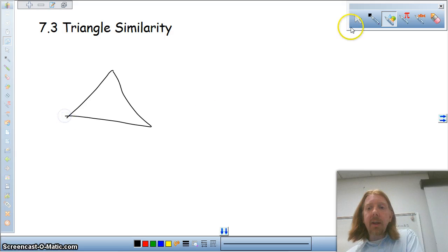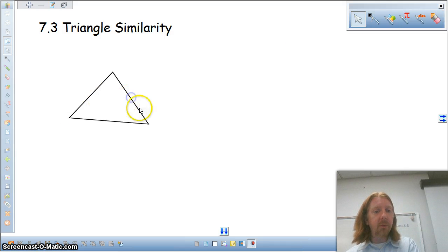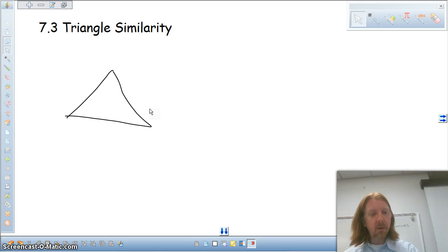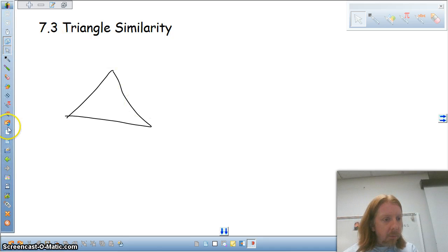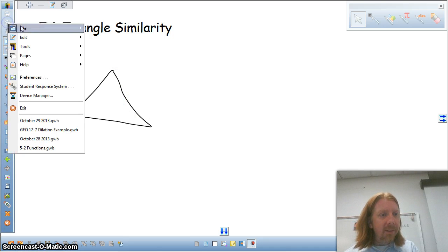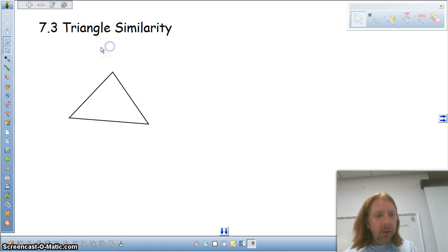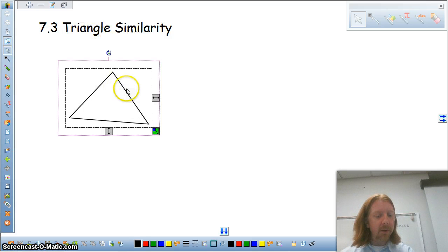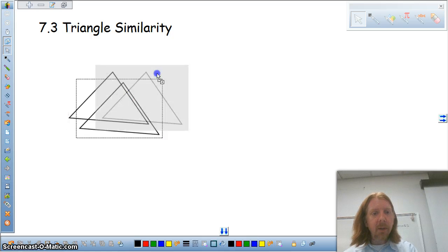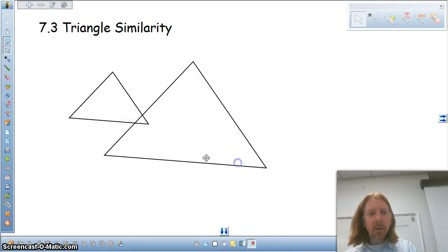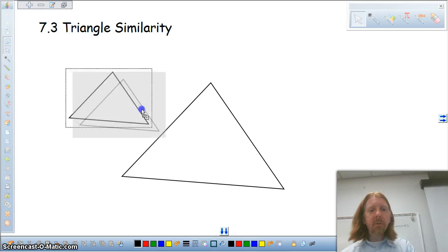So that if I were to take my two triangles, so there's one, let's go back and redo that. Edit, redo. There we go. I don't want to get rid of it. I want to copy it and paste it. There we go. Now let's make it larger. So now I have two similar triangles.